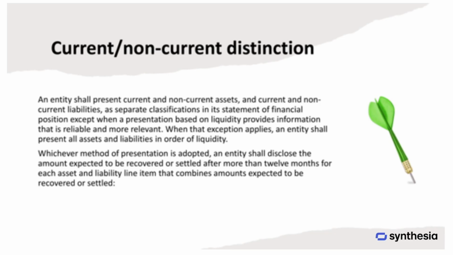Regardless of the presentation method chosen, the entity must disclose the amount expected to be recovered or settled after more than 12 months for each asset and liability line item that combines amounts expected to be recovered or settled within or beyond 12 months.